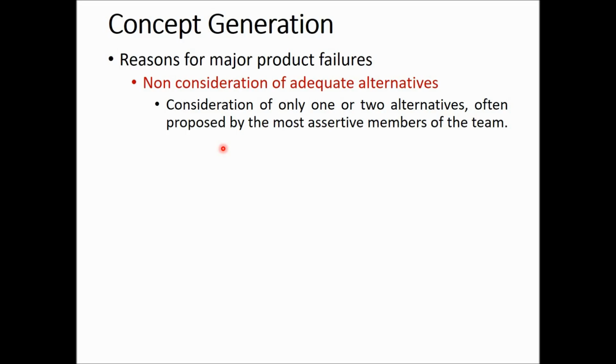Now, before winding up, I just want to mention some reasons for major product failures, so that you can be aware of these things when you work on your problems. One major reason is non-consideration of adequate alternatives. That is, in groups there can be some dominant members, so they try to convince others that one or two solutions they propose are the best. Accordingly, you get stuck with a couple of solutions which are not adequate.